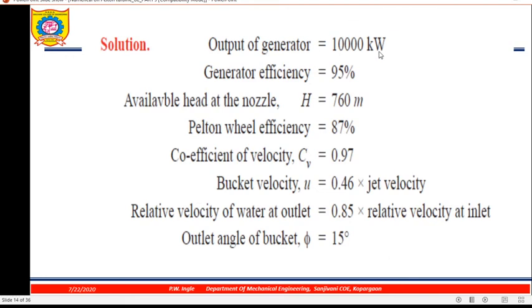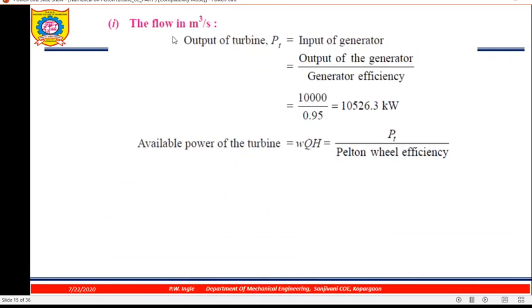Output of generator 10,000 kilowatt. Generator efficiency 95%. Available head, Pelton wheel efficiency, CV. Flow you have to calculate. So first of all, output of turbine is given as an input to generator. Therefore, output of turbine is the input to generator. Whatever the turbine output you are getting, it is given to generator.